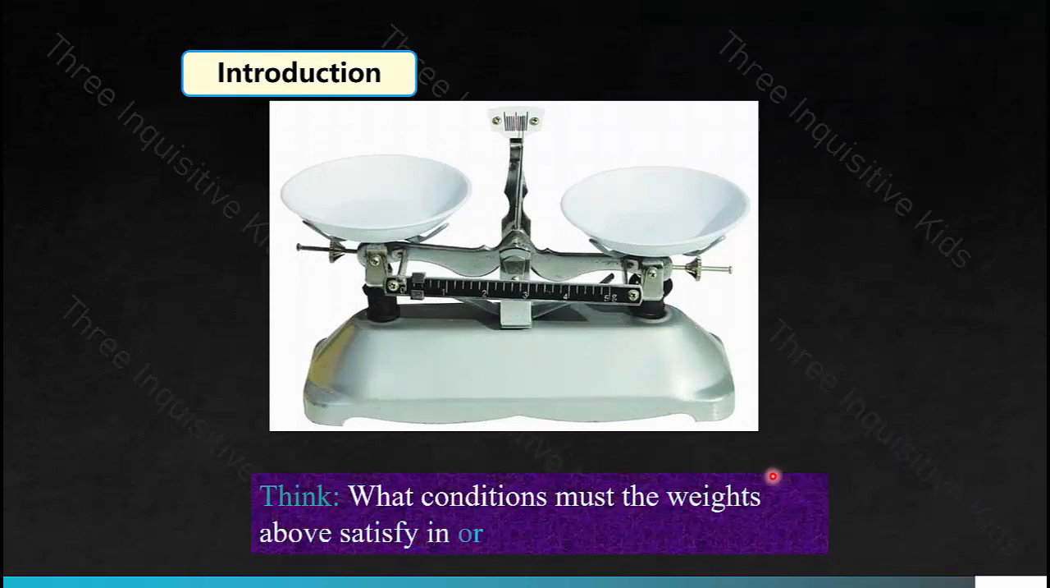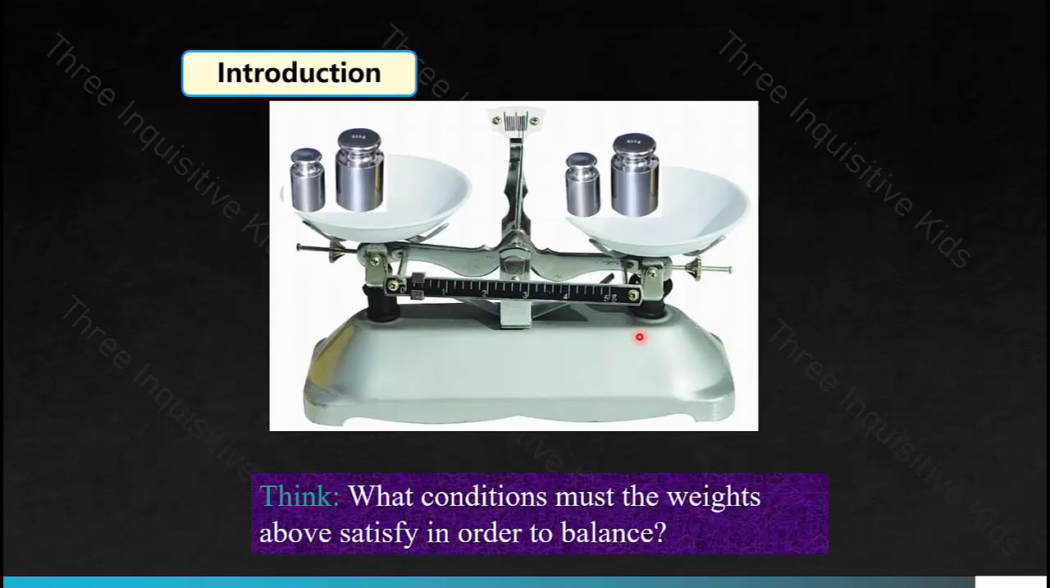Introduction. Here we have a balance. What conditions must the weights above satisfy in order to balance on the balance? Here we have weights. As you can see, there are different sizes, meaning there are different masses to each of them. So in order for it to be balanced, what conditions must each side face? As you can see, each of these weights is exactly identical. So there's a small one, a medium one and a medium one, and a large one and a large one. So in order for it to balance, each side must weigh the same.